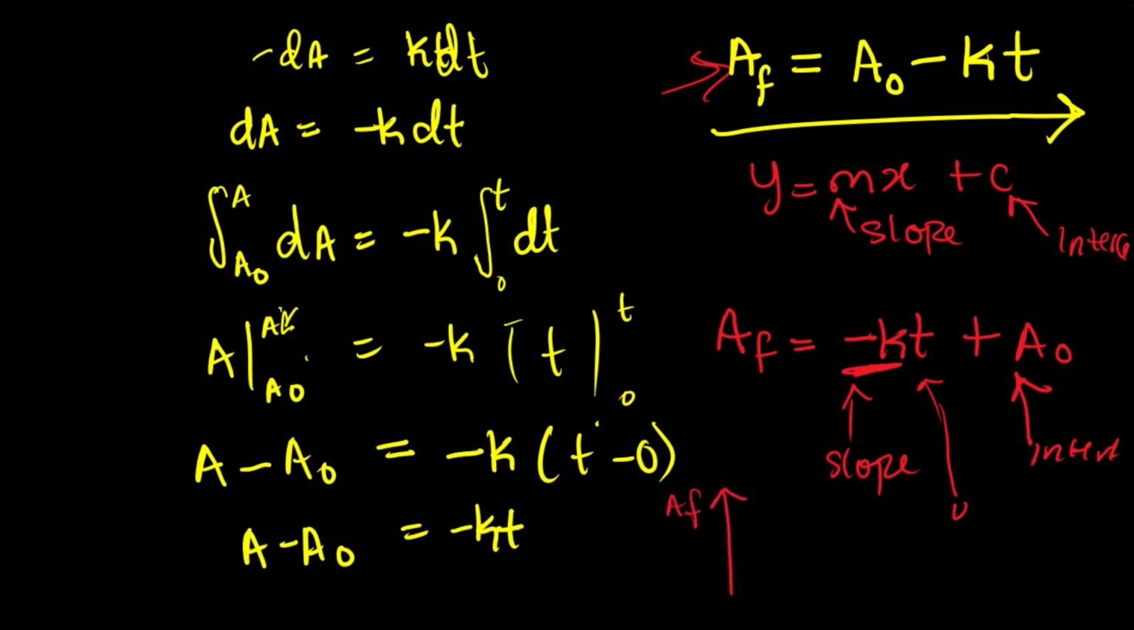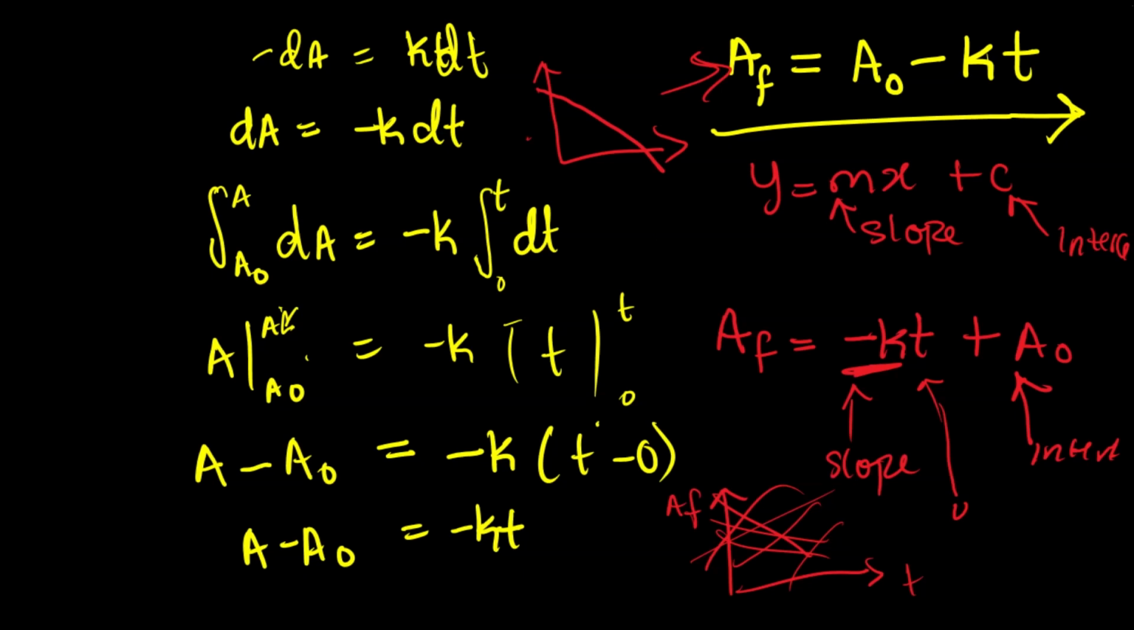So if we have a graph of A_f against t, we'd have an intercept at A naught. No, this graph is incorrect. We'd have an intercept at A naught, so this would be A naught. Now, the slope is going this way because it's a negative slope, and the graph we had here was incorrect because it would have been a positive slope. A positive slope goes this way and a negative slope goes this way.